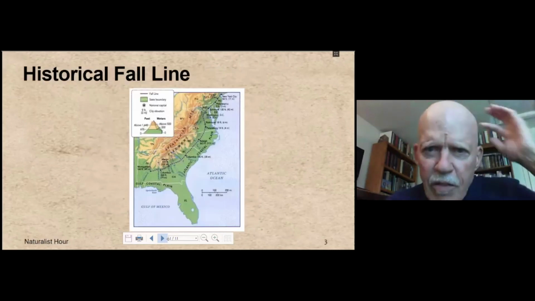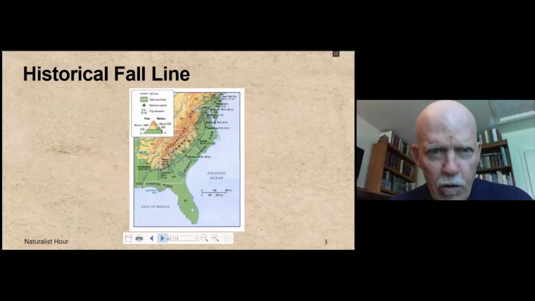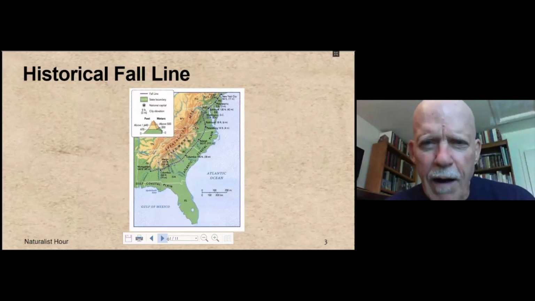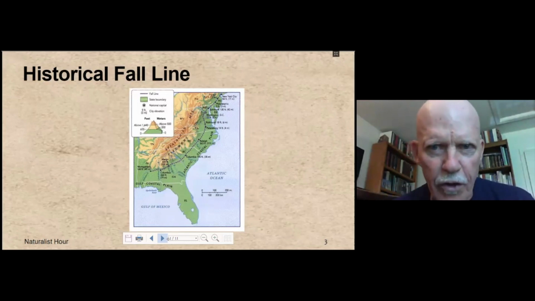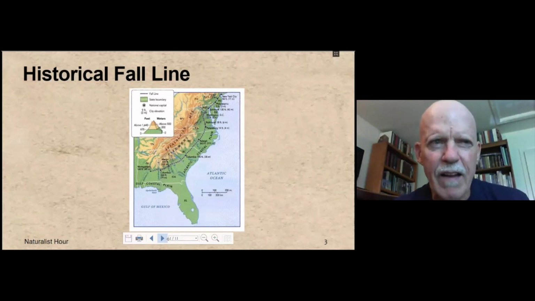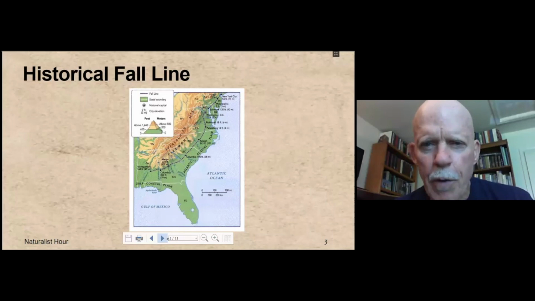Okay, there is a historical fall line. When I was a child in Philadelphia, one of the things I learned in school was that Philadelphia was founded on the fall line. Many of you from the East Coast probably heard similar things about your area. But even this historical fall line is a little bit murky.